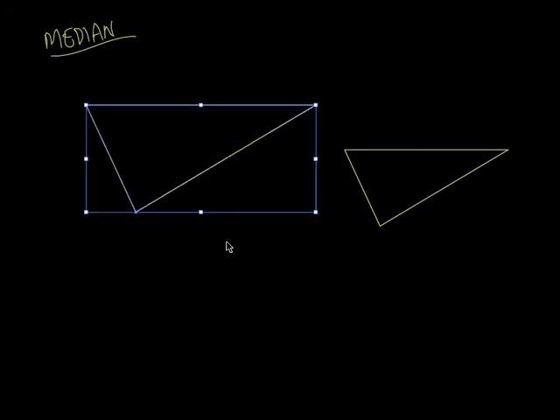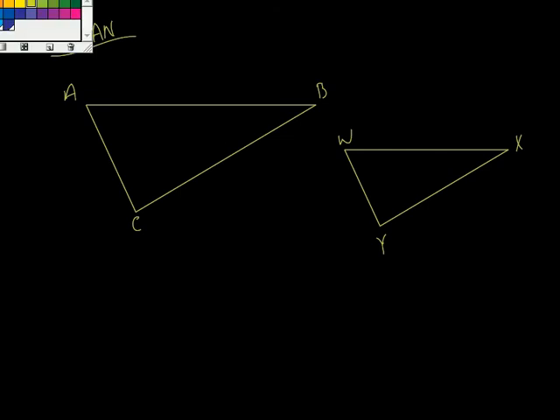Okay, here we go. Let's label these things like we did before. A, B, C, W, X, Y. All right, here we go. Let's do the median in a different color. Let's go to this nice orange color. Let's pay attention. We're going to the median.